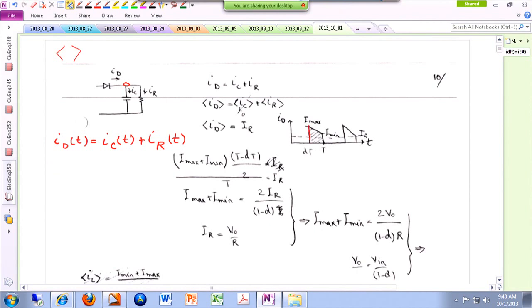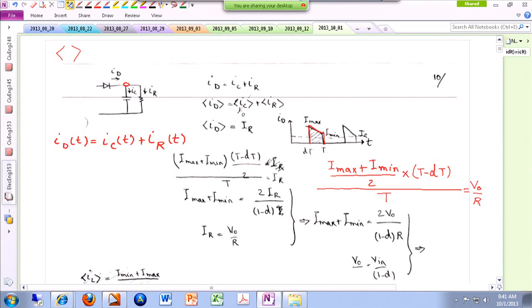So I'm looking at this trapezoid and I'm trying to find the average value of this current. The area of the trapezoid is (Imax plus Imin) over 2 times the duration, which is T minus DT. I'm doing this averaging, and always remember, you're doing averaging over the entire period, so I have to divide this by the entire period. This is the average value of the diode current, and it has to be the average value of the load current. For the load current, the average value and the instantaneous values are almost the same, because the voltage that appears across the load is almost a constant DC source. So this has to be Vout over R. All right?